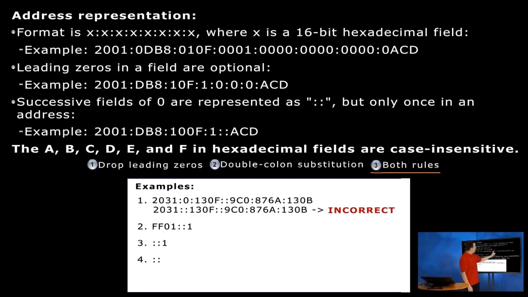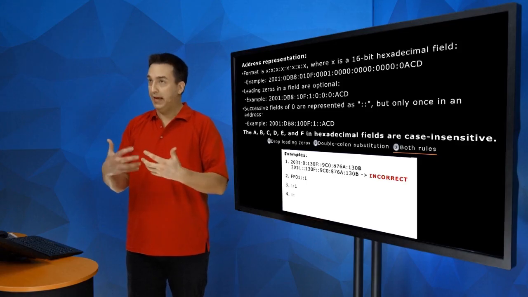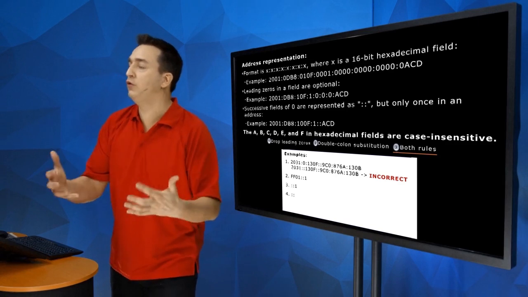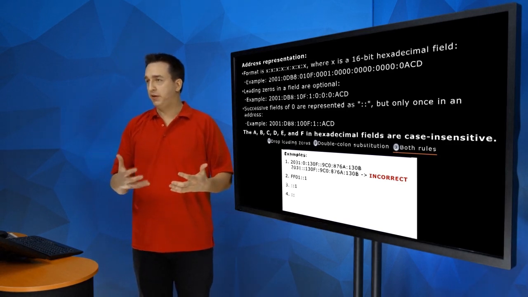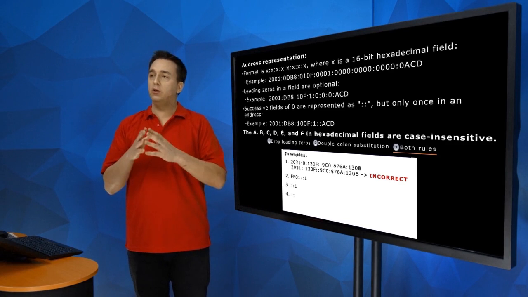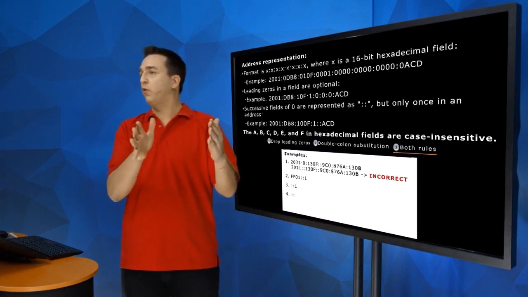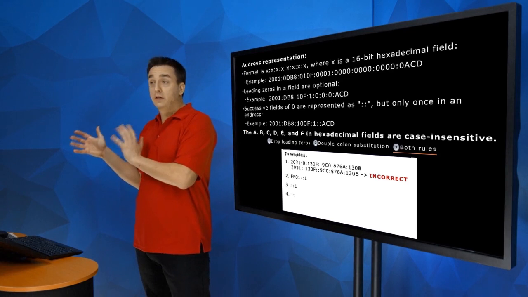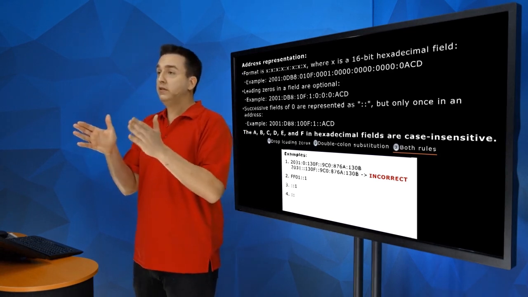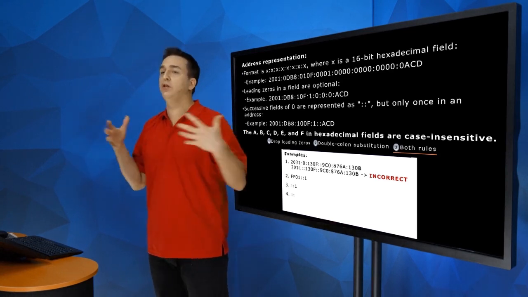What does it say here? It says you can only do the double colon substitution once in any given address. Once. Why? If you do it twice, the address can't be determined by the device. The reason is that when you do double colon substitution, it figures out the number of bits before the double colon, the number of bits after the double colon, and then fills in the double colon with a whole bunch of zeros. So that's how it figures out what the true address is.